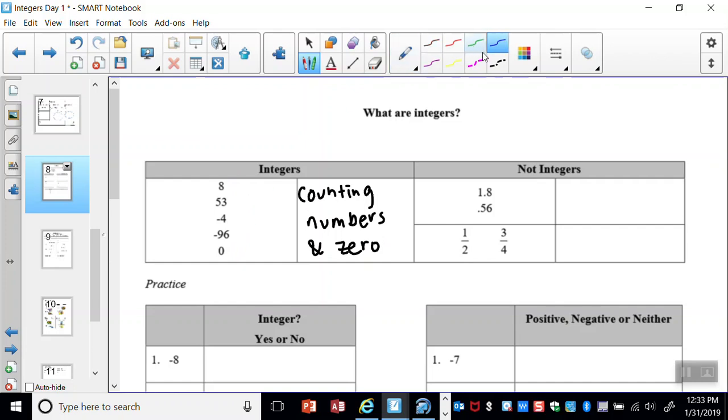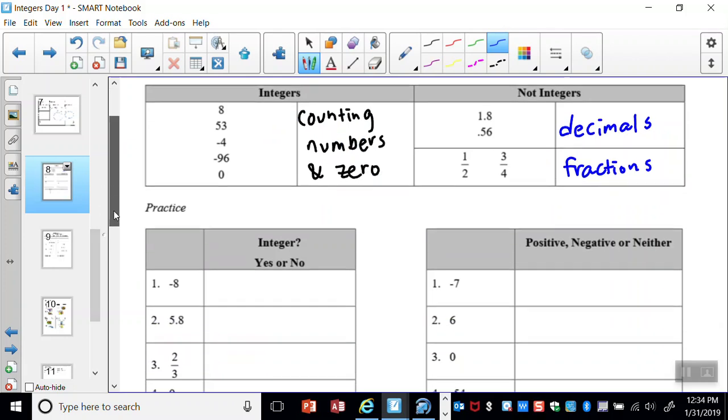Let me try a different color. And here, do you see this point here? This is 1.8, 0.56. These are decimals. And 1/2, 3/4, these are fractions. So integers, you don't see any decimal point. You don't see any fractions. These are not integers. So integers, not integers. Counting numbers, you should be able to count if it is an integer.